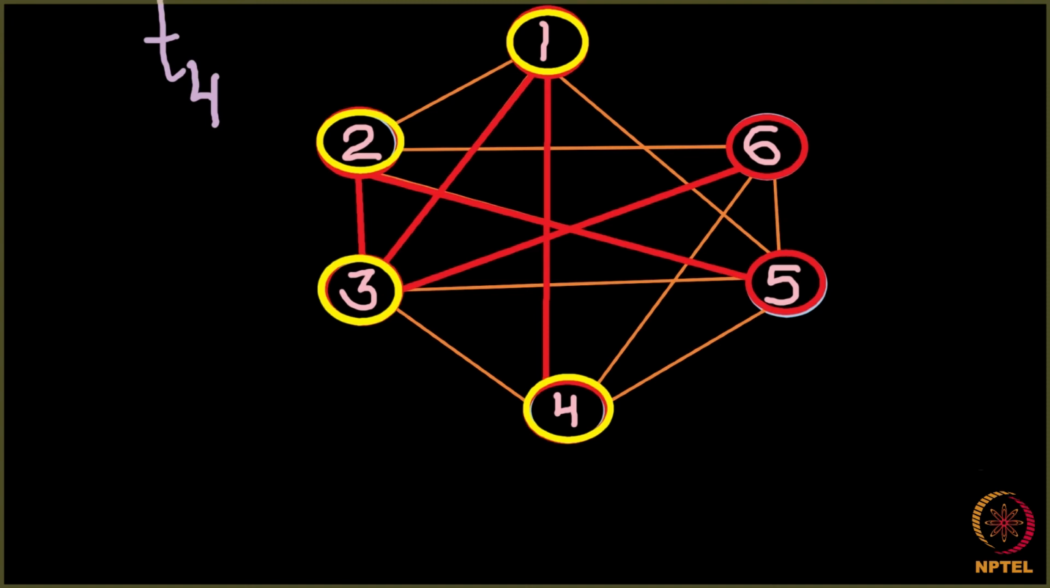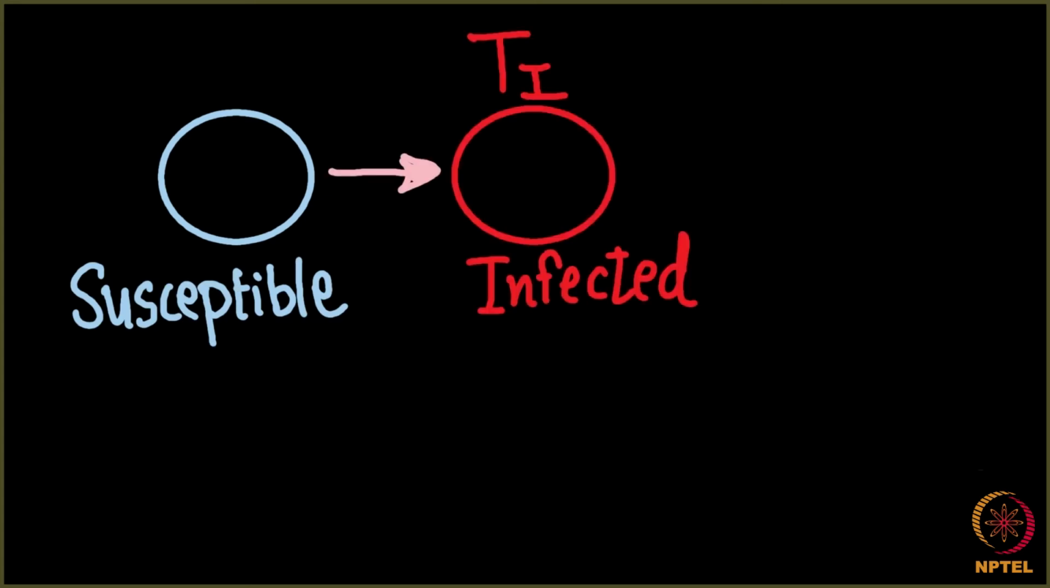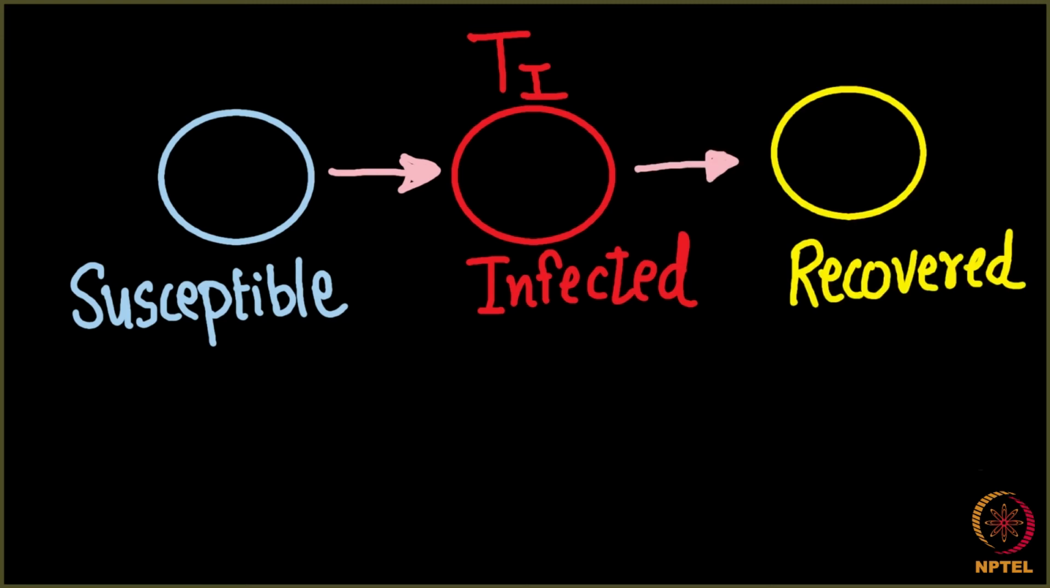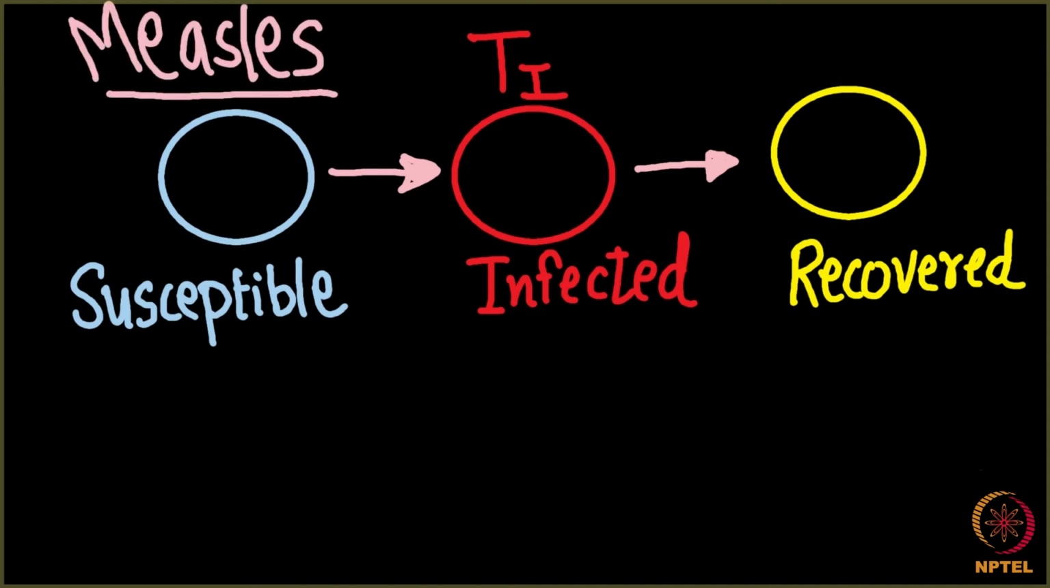So please note that it is one possible simulation. Every time you simulate it, this network will go and it will be infected in a different way. Okay. So here what we talked about, let's quickly recap. There was a node. So the node can be either susceptible or infected, and it remains infected for Ti time, during which it infects other people, and finally the node gets recovered. Something like in the case of measles.